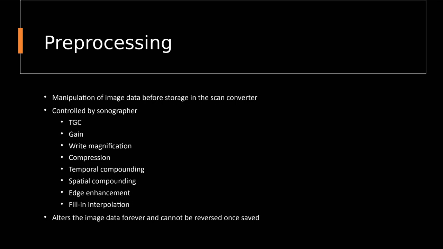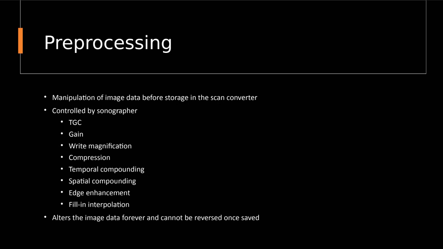So like we said, pre-processing and post-processing, really important for us to be aware of. Pre-processing is the manipulation or changing of image data before it's stored in the scan converter. So there are some things that we can control in the pre-processing sense, right? Before we hit that freeze button, we are pre-processing. So we're changing our TGC, our gain, our right magnification, which we'll talk about in a second. We can change our compression. We can change our temporal and our spatial compounding, which we'll also learn about today.